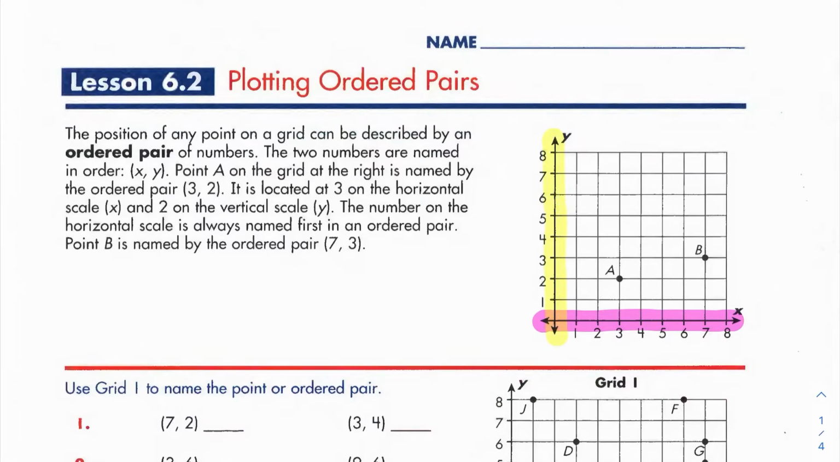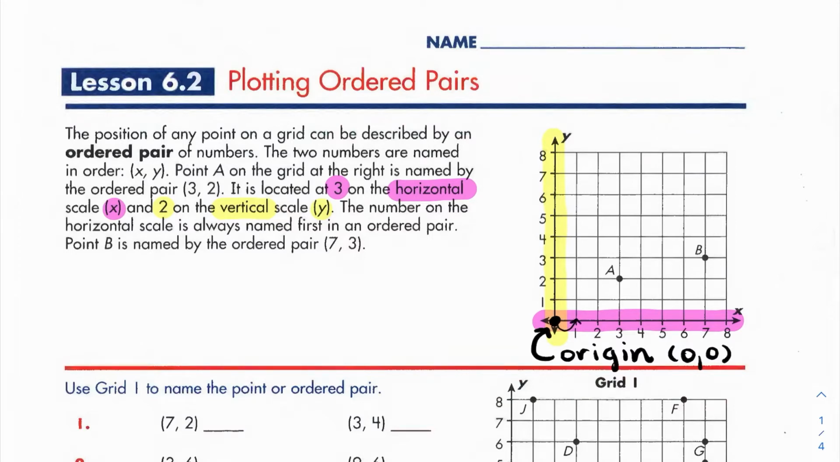So the paragraph says point A on the grid at the right is named by the ordered pair 3, 2. It is located at 3 on the horizontal axis, x, and 2 on the vertical axis, y. When plotting points, we are always going to start at the point called the origin. The origin is located at the point 0, 0. So let's start at the origin and count to point A.